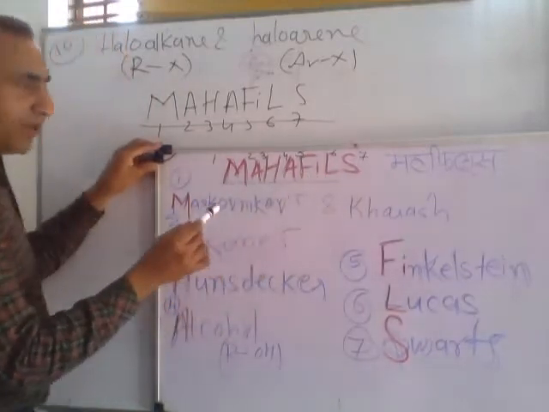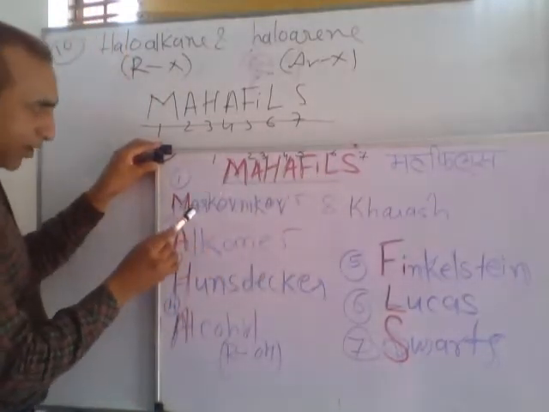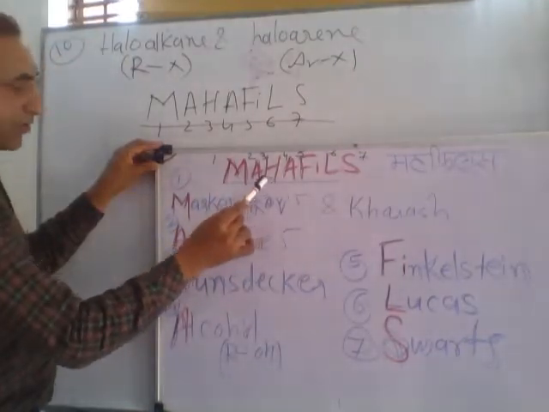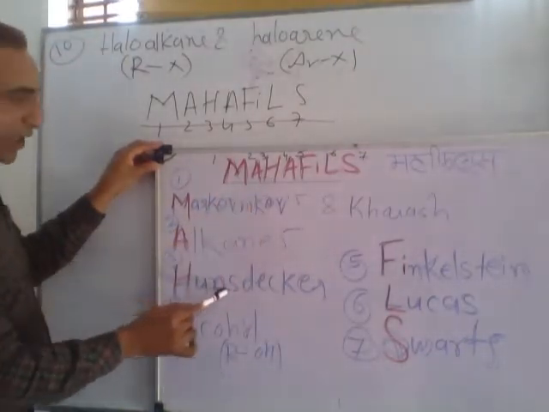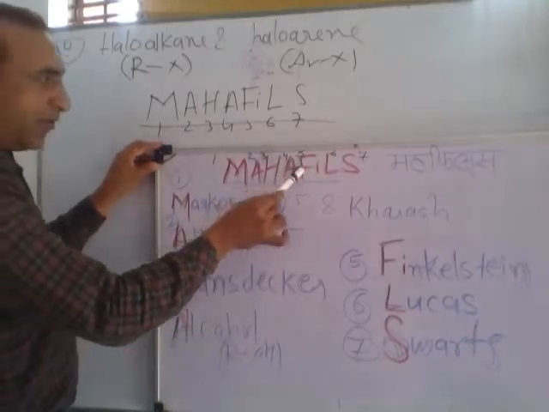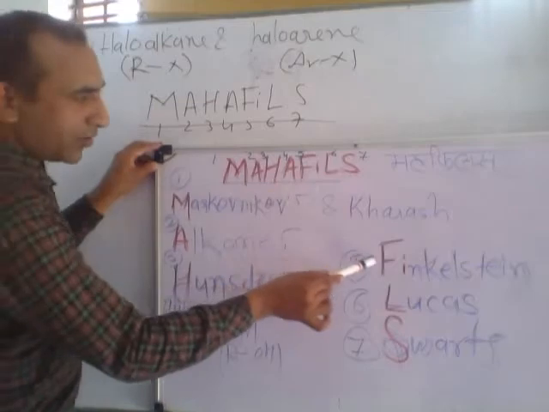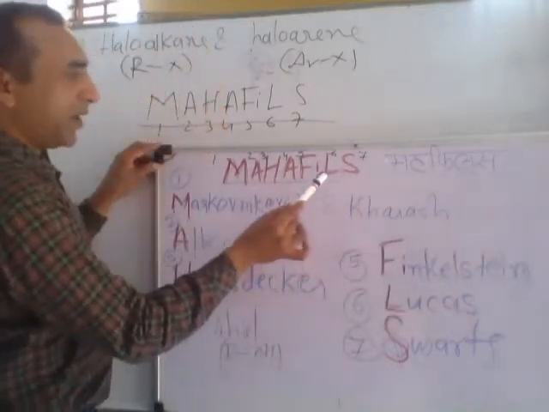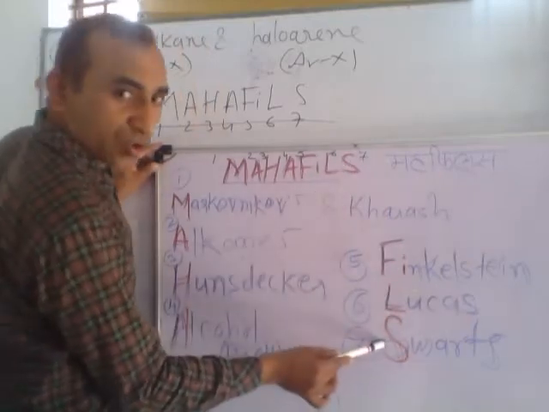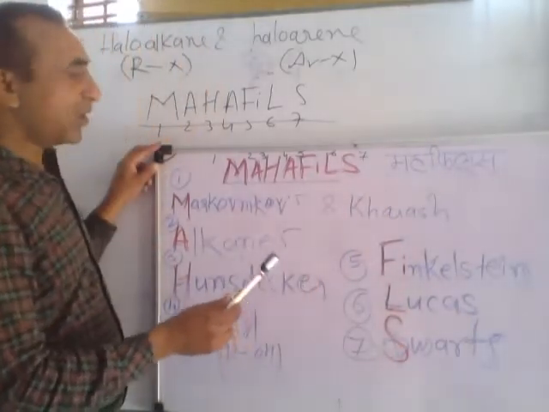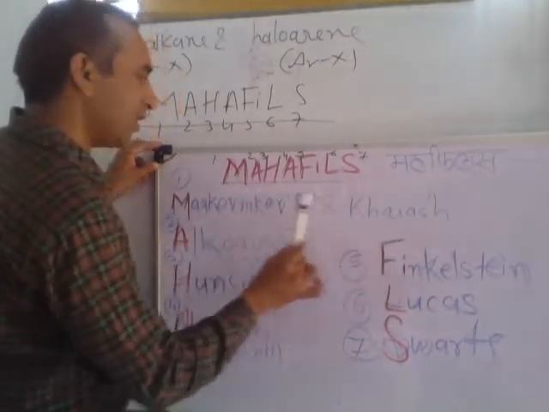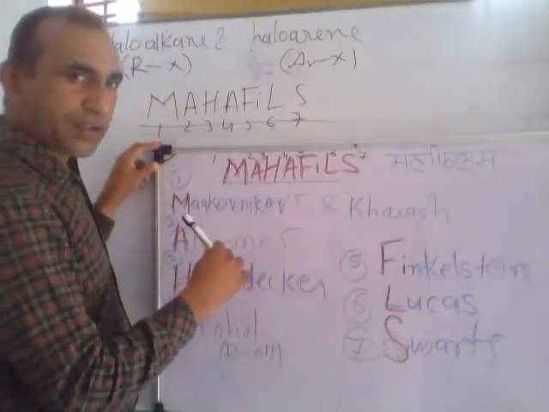MAFIS is: M stands for Markovnikov, A means from alkane, H means from Hunsdiecker reaction, again A stands for from alcohol, Fi, the meaning of Fi is Finkelstein reaction, L means Lucas reaction, S means Swarts reaction. First we start with Markovnikov and Kharasch. These two reactions we already discussed in class 11.